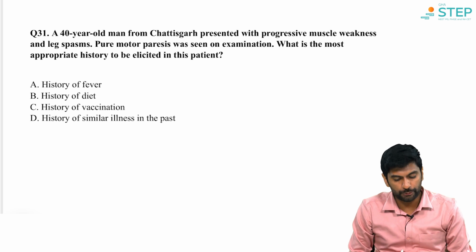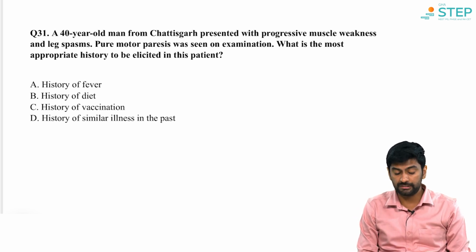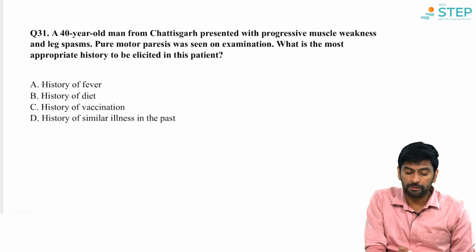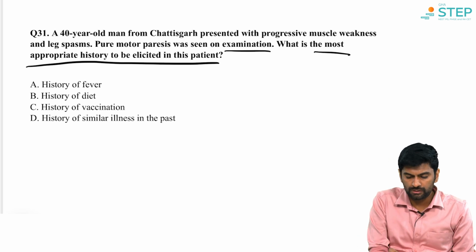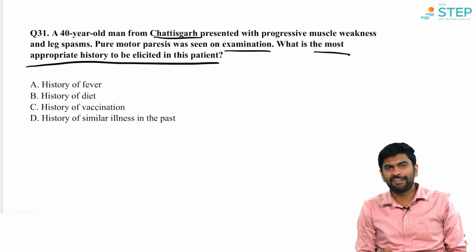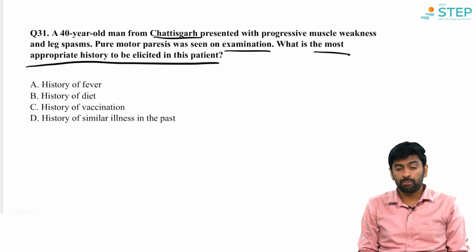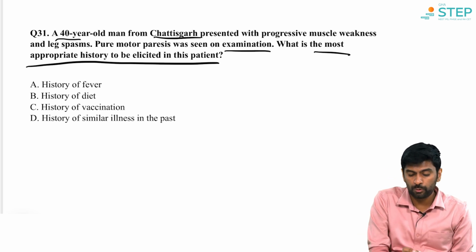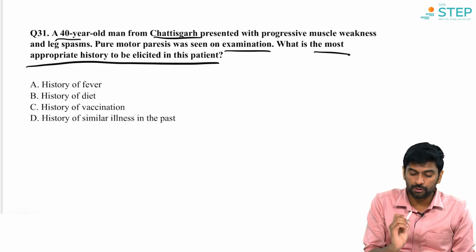Next, question 31. A 40-year-old man from Chhattisgarh presents with progressive muscle weakness and leg spasms. Pure motor paresis was seen on examination. What is the most appropriate history to be elicited in this patient? Chhattisgarh is classically more agricultural, with relatively low socioeconomic status, and he has progressive muscle weakness and leg spasms as well. Pure motor paresis was seen. What is the most appropriate history?